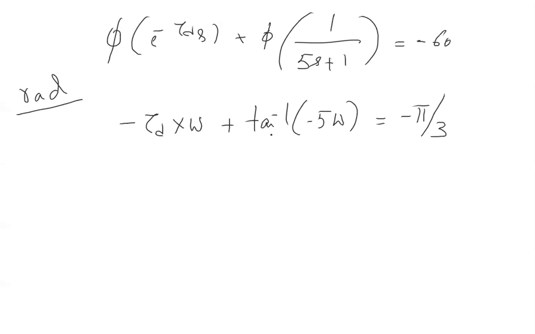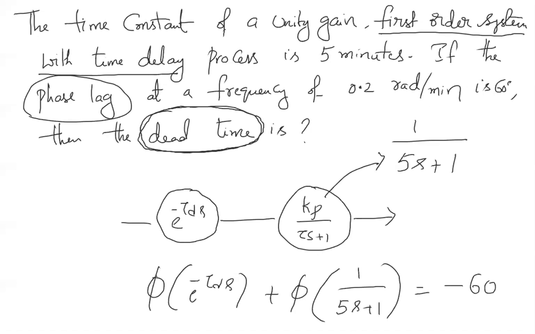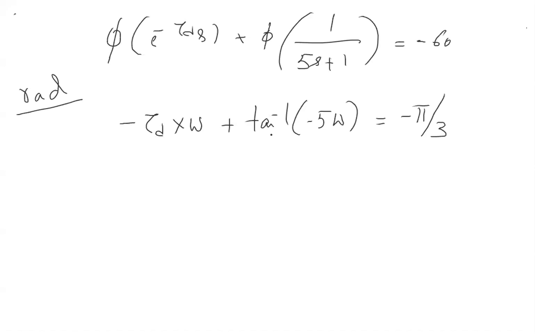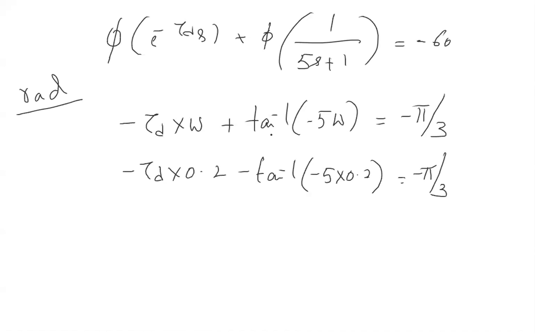This is how you solve. What is the frequency which is given? 0.2 radians per minute. So that is minus tau d into 0.2 plus tan inverse of minus 5 into 0.2, which is equal to minus pi by 3. So all the minus will cancel.